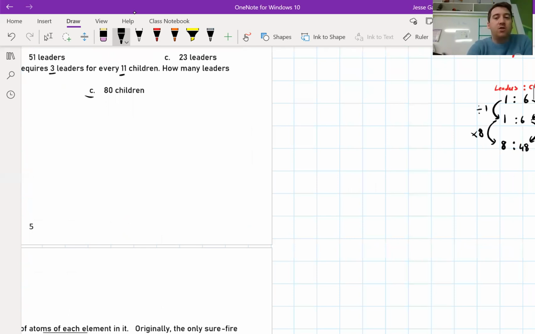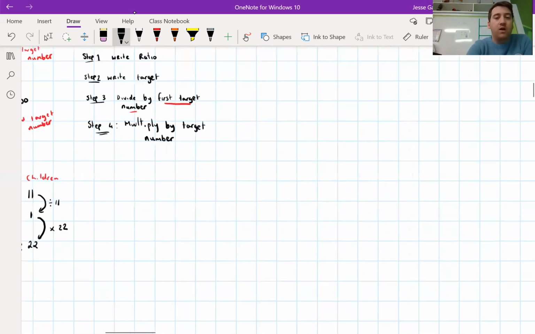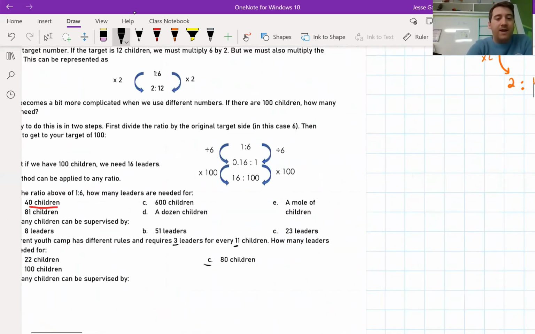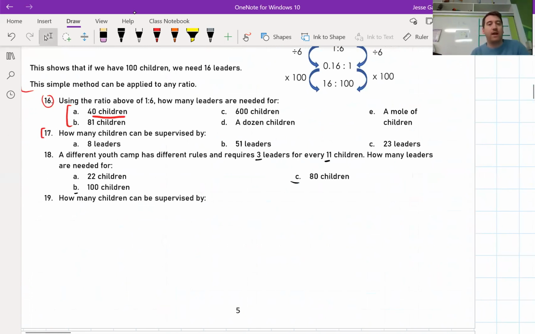Now, again, we'll go through the answers to them in the next class. I just wanted to show you an alternative way of doing any of these problems, and that is to use a unit analysis. So I just want to show you that you can use ratios or unit analysis for most of these problems. So let's say in this case, C, 80 children. And we're trying to find out how many leaders are needed for 80 children.